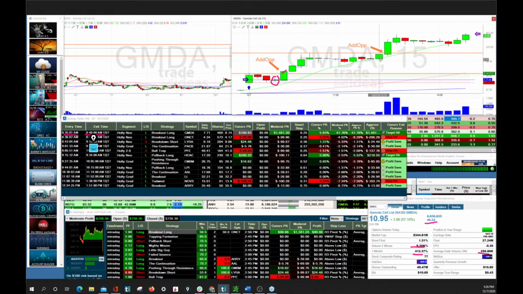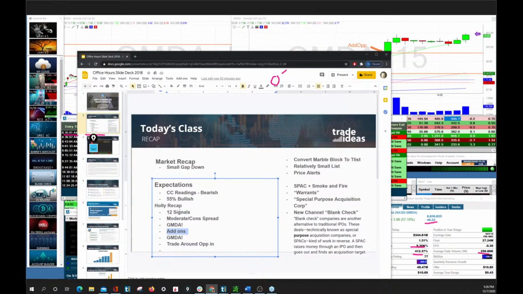So just an A-plus trade on many fronts, from the fact that Holly brought it to us with statistical probability, secondary pattern plays out, nice add opportunity, second add opportunity, all with big volume. So definitely GMDA, the shining star of Holly today. Everything else is just kind of mediocre compared to this one. But hey, look at this. Look at the moderate profit percentage, 41%. It's been a while since I saw anything like that. Everything else was just kind of mediocre at best. Not a whole lot to talk about other than the shining star, which accounted for most of the profits today.